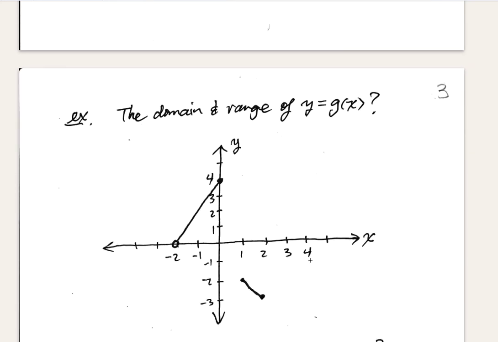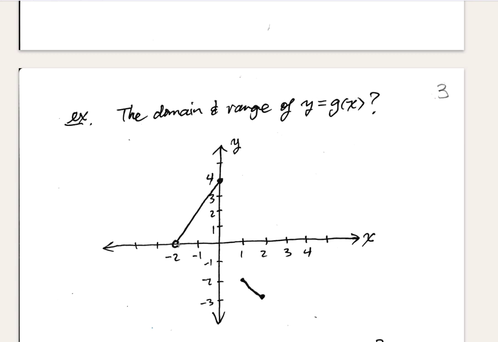Okay, how about on this one? Can you decide what this is? Hopefully my drawing isn't too sloppy here. The domain and range of y equals g of x here. So I've called this graph y equals g of x. So what you would do is mentally project this graph onto the x-axis to find the domain, and you would project it onto the y-axis to find the range.